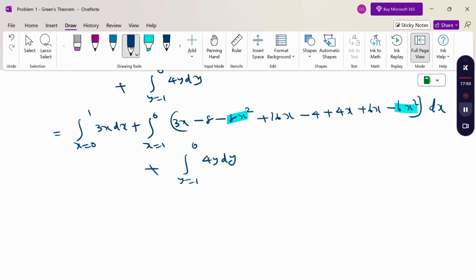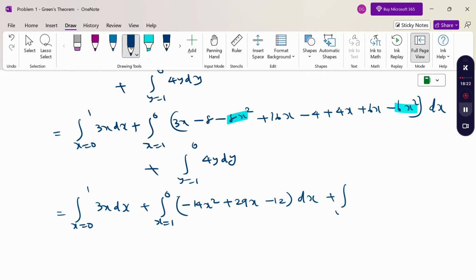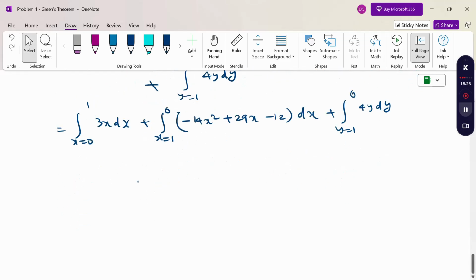So what is the value? The integral of x from 0 to 1 of 3x dx plus x from 1 to 0, minus 8x squared minus 6x squared, which is minus 14x squared. Then the x terms: 3x, 16x, 4x, 6x, which gives 29x, and then minus 8 minus 4 is minus 12, into dx, plus y range 1 to 0 of 4y dy.